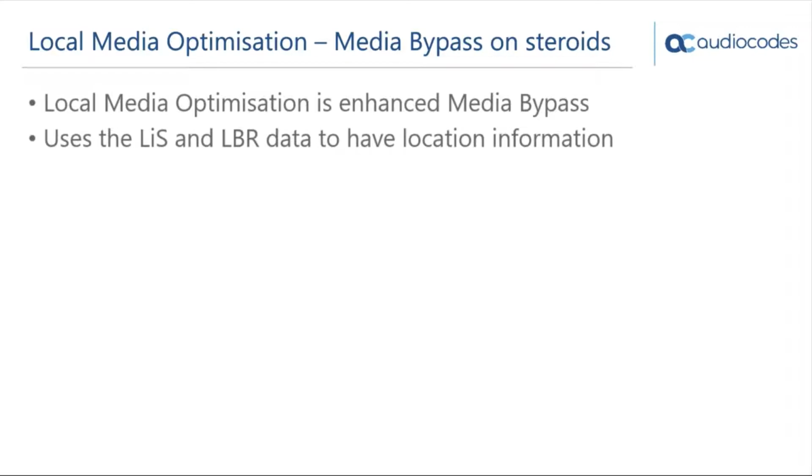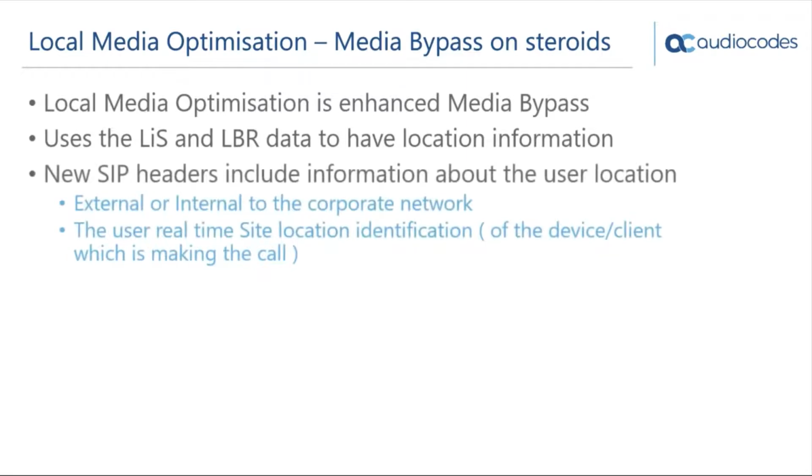And what it does is it uses the location information services and the location-based routing data that's in Teams to enable the SBCs and Teams to have location information. So you're probably familiar with LIS and LBR, that when you set up Teams, you can create sites and locations within the corporate network. And this is then used in these new SIP headers.